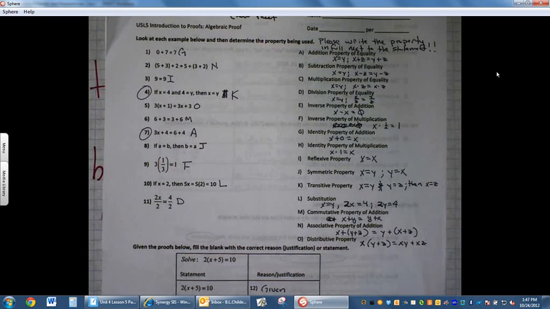If x equals 2, then 5x equals 5 times 2, which equals 10. That would be L, substitution. That would be substituted the 2 in. And number 11, I chose division property of equality by a little bit. That's 1 through 11. Hopefully if you didn't have all those correct.